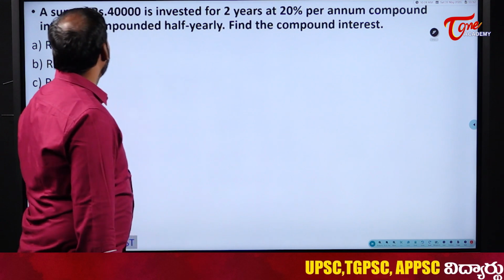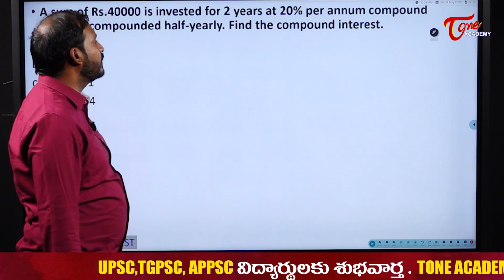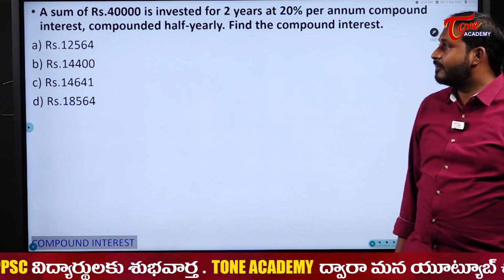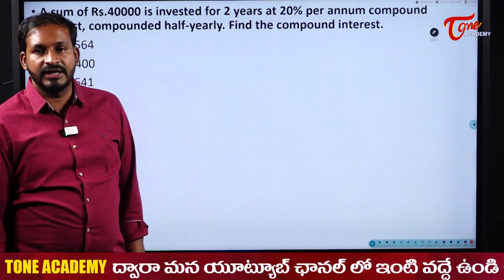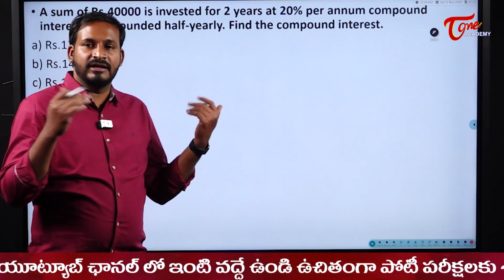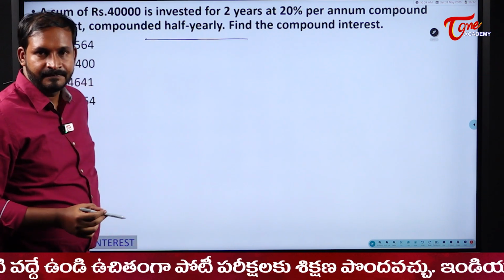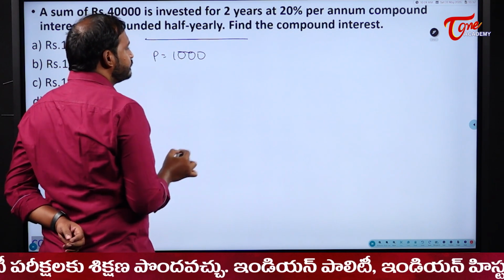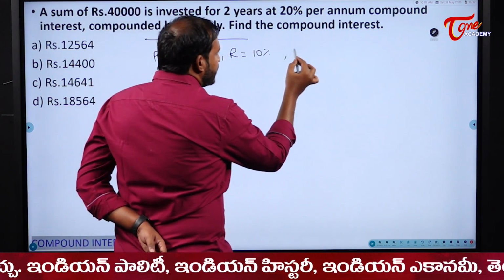Next one. A sum of rupees 40,000 is invested for 2 years at 20% per annum compound interest, compounded half yearly. Okay. See here, students, till now in all the problems which we have solved, how was the interest calculated? The interest was calculated yearly, at the end of the year. So please observe here. First of all, we will try to understand what is this half yearly. For example, the principal amount is 1,000, the rate of interest is 10% and the time period is 2 years.